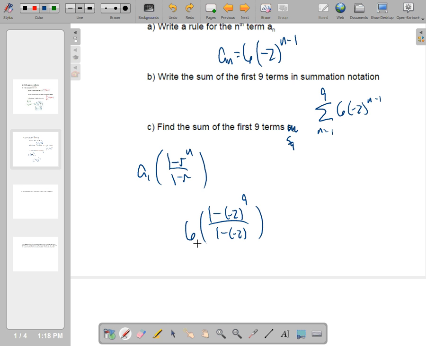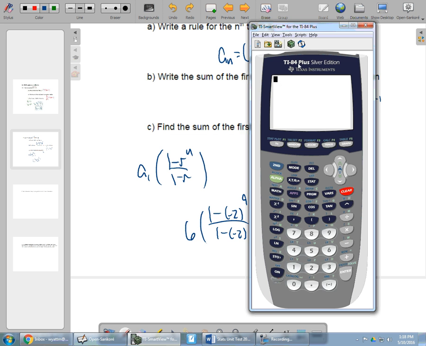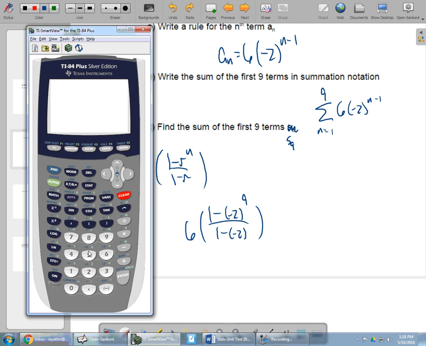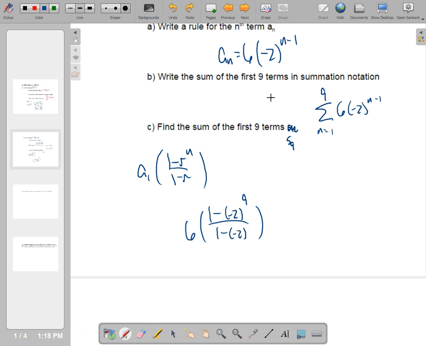So if you can simplify a few things, it helps. Just typing this in the calculator sometimes is a problem for people. 1 minus negative 2 to the 9th. I can do the denominator in my head. That's going to be 3. And then multiply times 6, and you get S sub 9 is 1026.